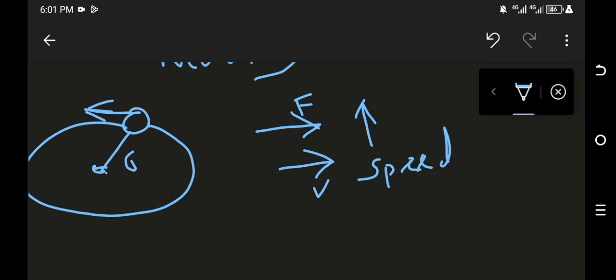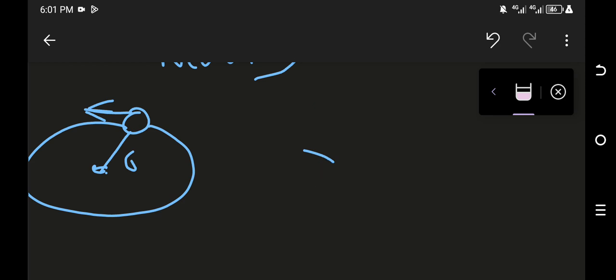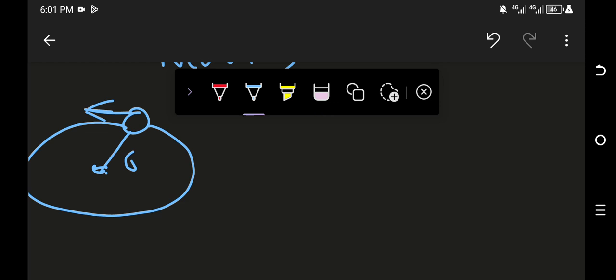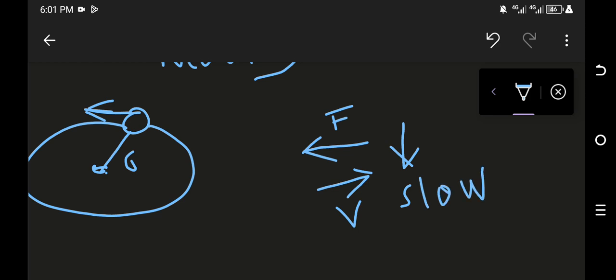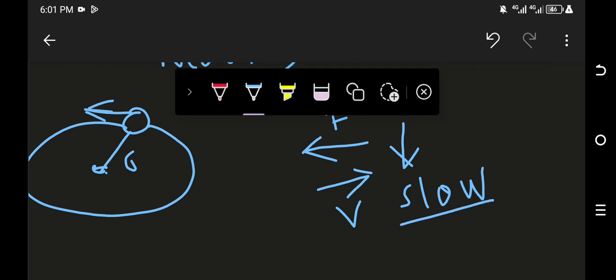Okay. So what happens if the force is anti-parallel to the velocity? If the force is acting in the opposite direction to the velocity, what do you think will happen? The object will slow down. Okay, slow down. If the force is acting in the opposite direction to the velocity, the object will slow down. I'm just trying to introduce something here.